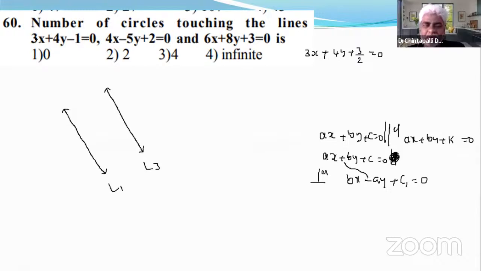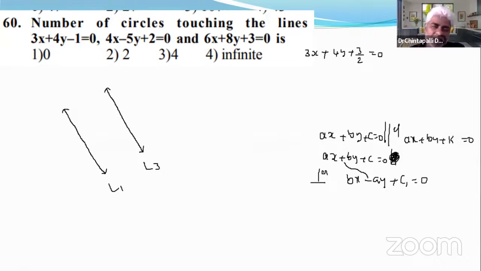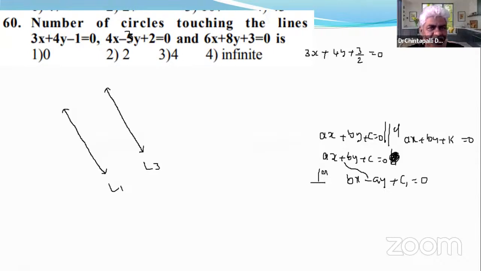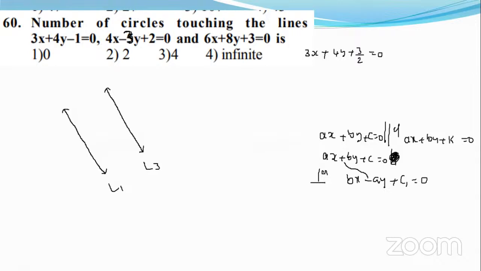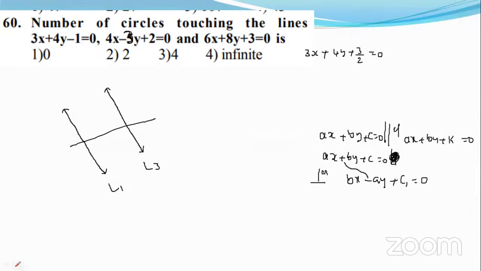What is our comment on the first and second lines? 4x minus 5y. Let's have a small correction. Let it be 3y. Just think about this. What is our idea about this? 4x minus 5y and 3y, it's perpendicular. I corrected it. They are perpendicular. It is perpendicular to the first line. That means it is perpendicular to the second line also, right? These two are parallel.